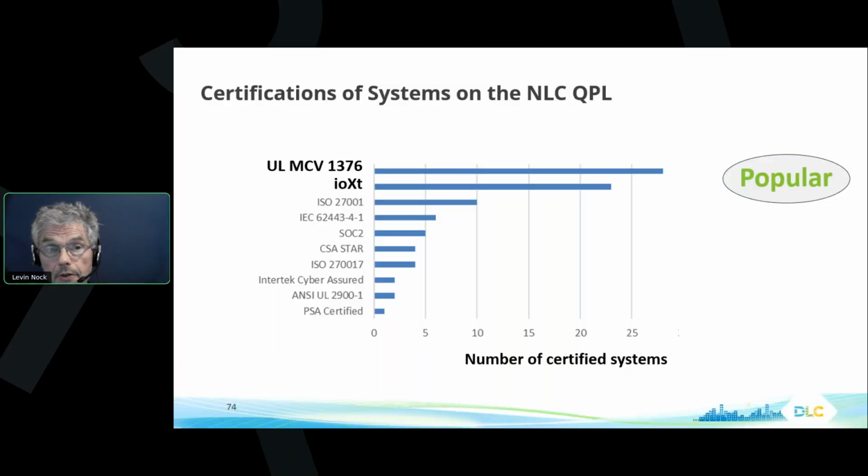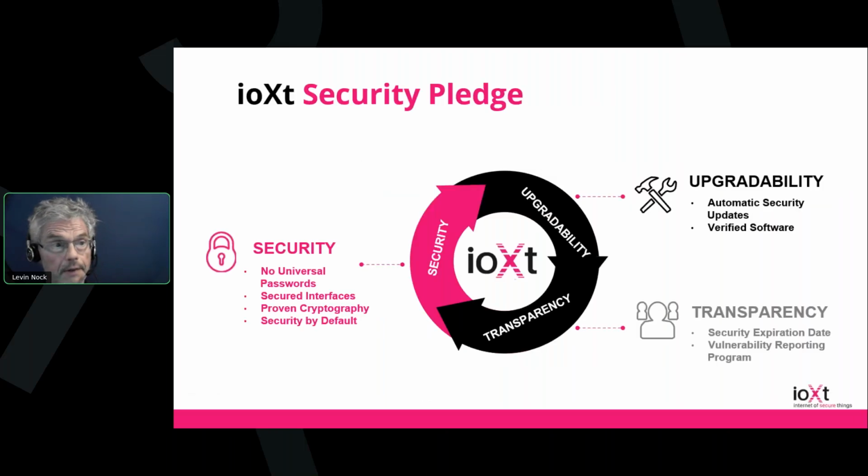This chart shows the number of DLC-listed NLC systems with various cybersecurity certifications. Oh, and I should mention that all DLC qualified systems have at least one cybersecurity certification. As you can see, UL MCV 1376 and IOXT are by far the most popular. These were both developed specifically to address DLC qualified network lighting control products, to deliver an appropriate level of security with appropriate due diligence for many NLC projects. So I'll tell you a minute about a few of these.